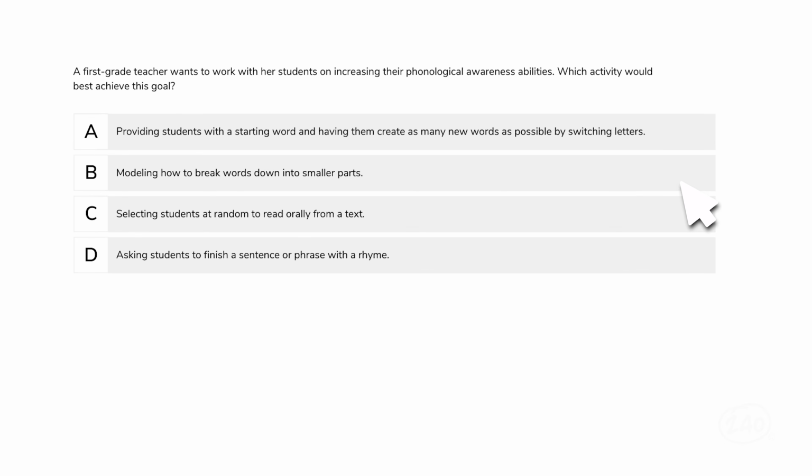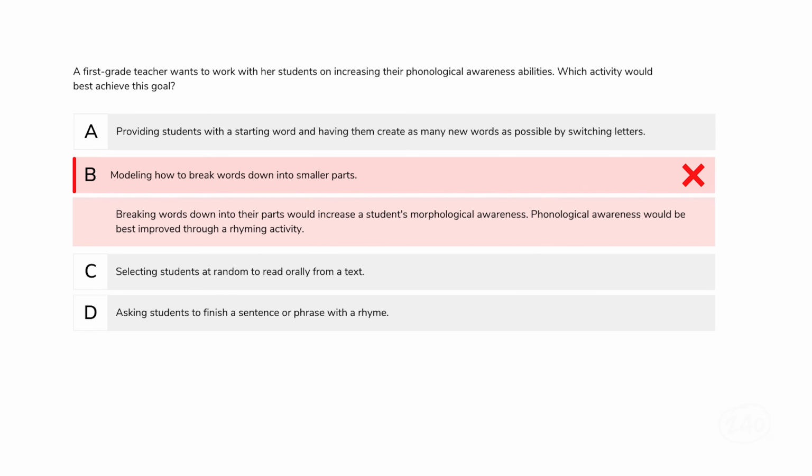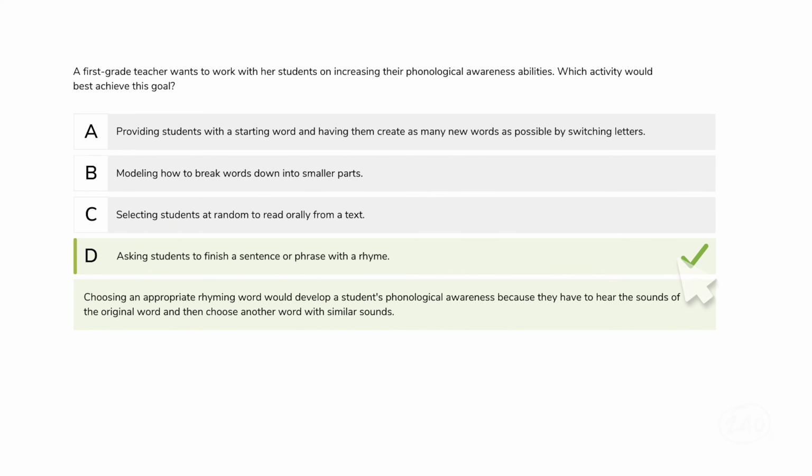Now, at first I thought this was the correct answer, but the 240 quiz feedback feature tells me that breaking written words down into their parts would increase the student's morphological awareness. So this is the correct answer. Choosing an appropriate rhyming word would develop a student's phonological awareness because they have to hear the sounds of the original word and then choose another word with similar sounds.